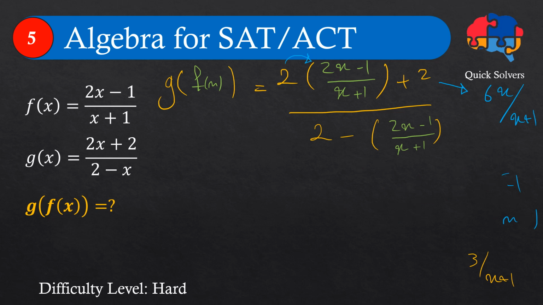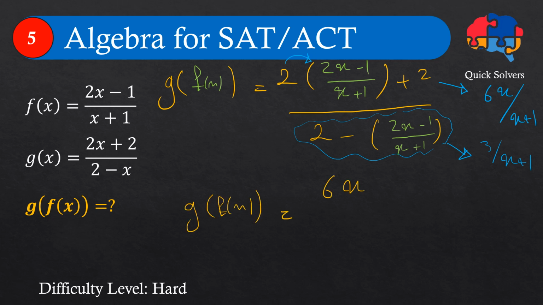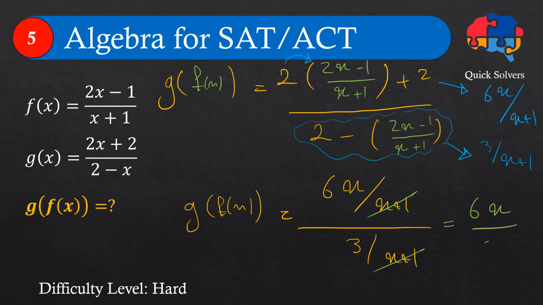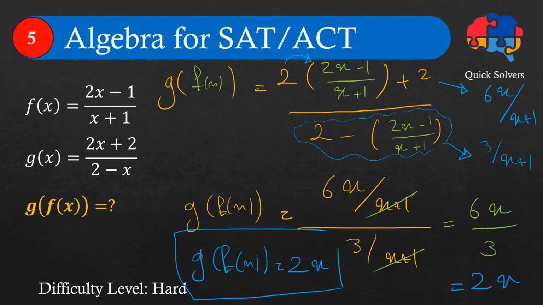Okay, so I think we are almost done. So this is 3 over x plus 1. So this is telling us that g of f of x equals 6 times x over x plus 1 over 3 over x plus 1. Okay, and this x plus 1 and this x plus 1 cancel out each other, so we have 6 times x over 3, which is equal to 2 times x. So I can write that g of f of x is 2x, and this is the final answer for this problem.